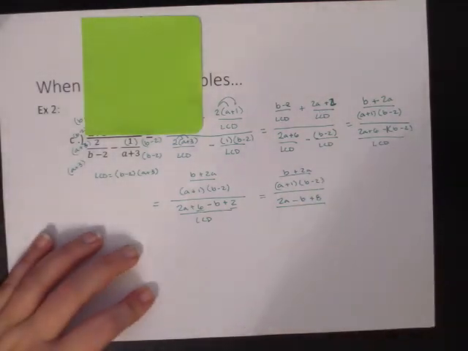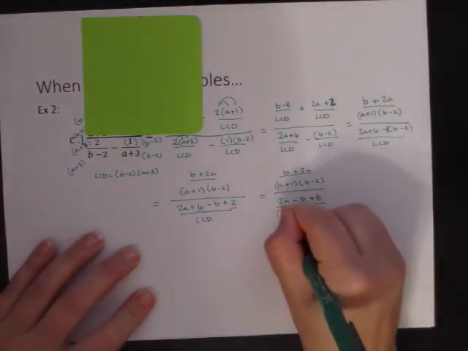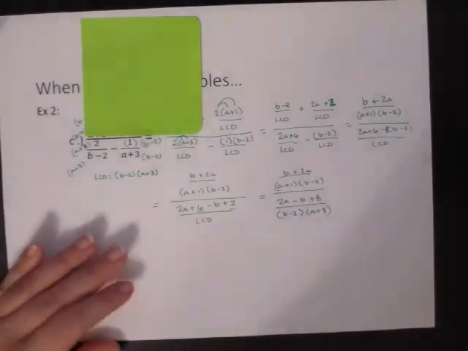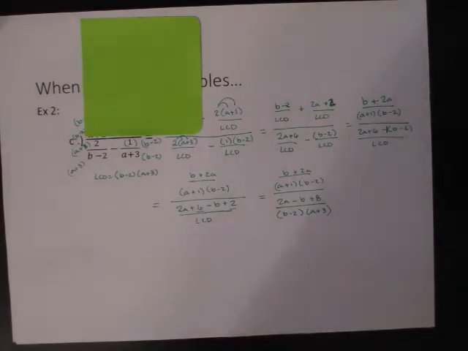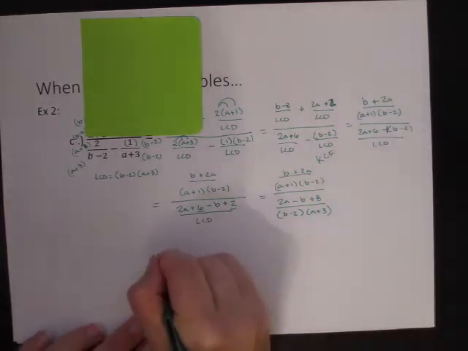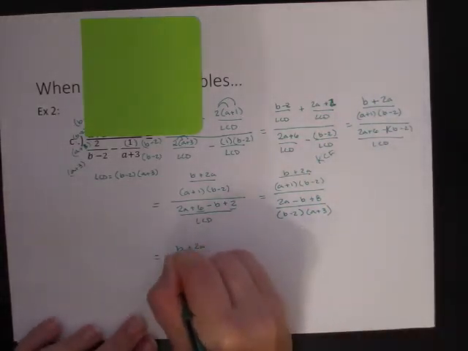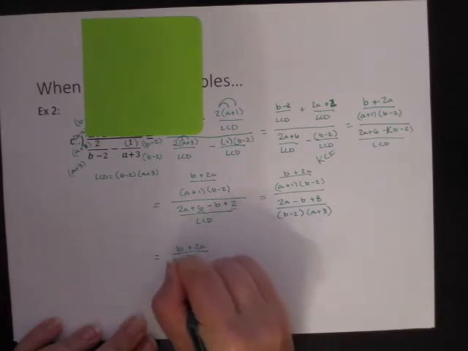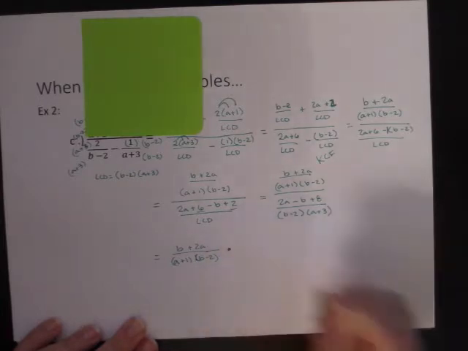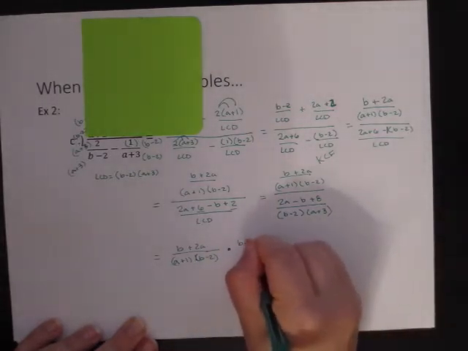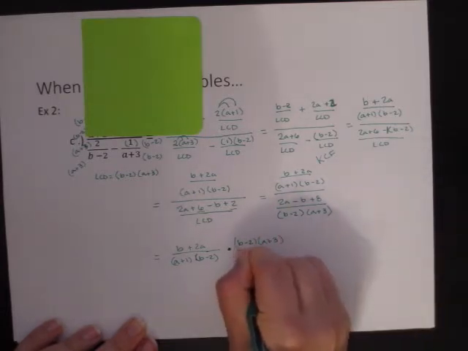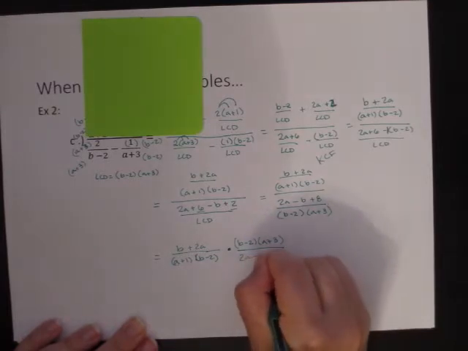And now, because I can't combine anything else, now I can finally put my LCD, which is b minus 2 times a plus 3. So that's step 2. Now, step 3 is where I have to do my keep, change, flip. So I'm going to do it down here. I'm going to keep the b plus 2a and a plus 1 times b minus 2. I'm going to change from division to multiplication. And I'm going to go b minus 2, because I've got to flip it, times a plus 3 over 2a minus b plus 8.